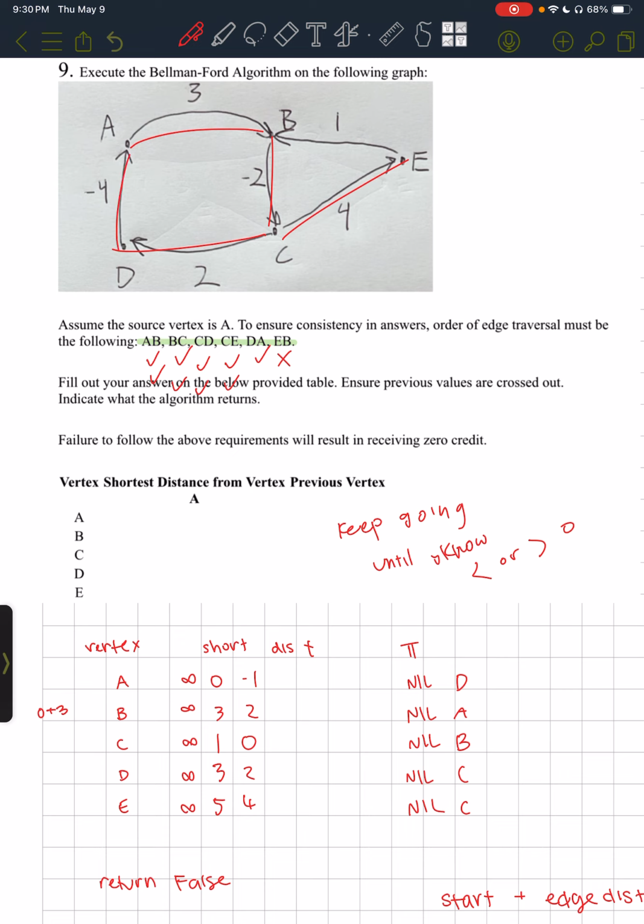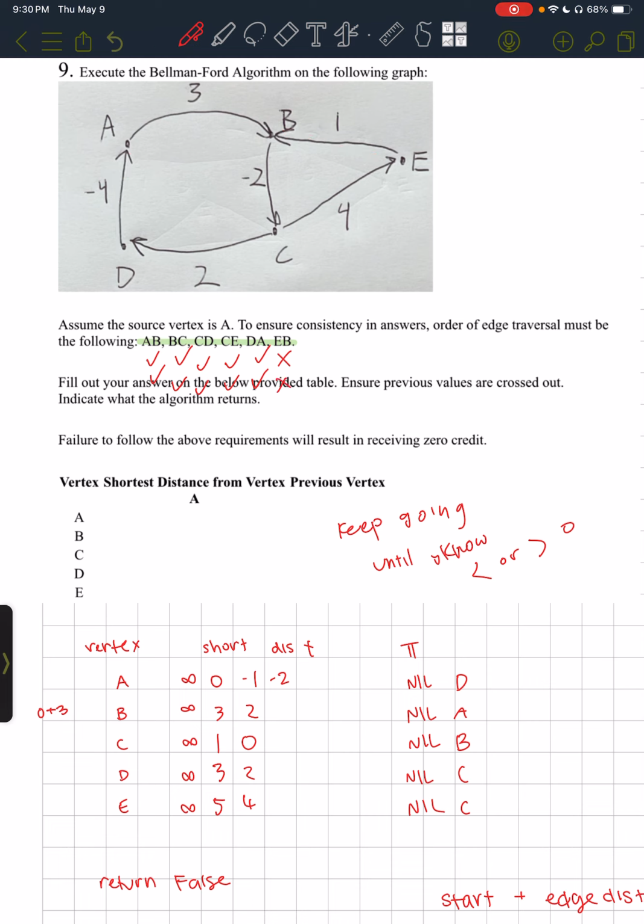So D is 2, sorry. 2 minus 4 is -2. So the new value is -2. E to B, let's look at it. E to B is 1, but it's 4 plus 1, which is 5. That value is greater than 2, so we don't update it.